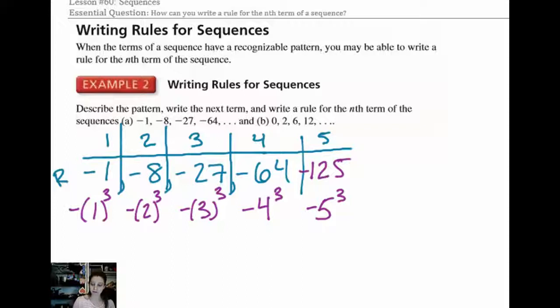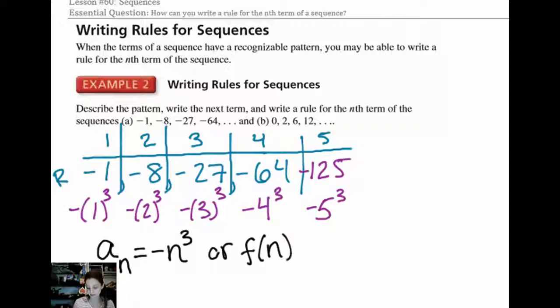Okay, so I can now write my rule. I can write it as a sub n equals -n cubed, or I could write f of n equals -n cubed. In sequences, it's common not to use an x, but to use an n. Right? So our domain is our n values starting at 1, and our range is our list of numbers. Okay, that is pattern A.